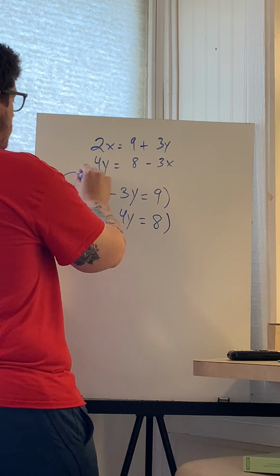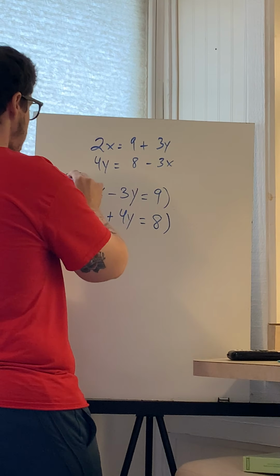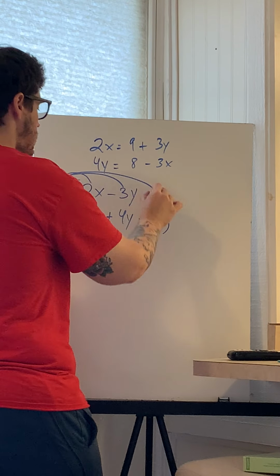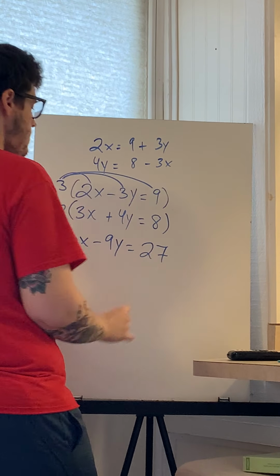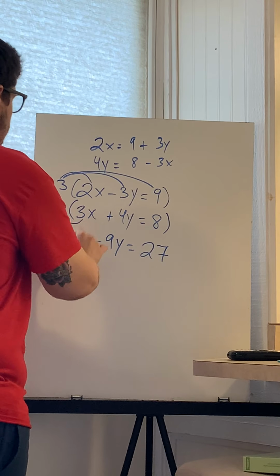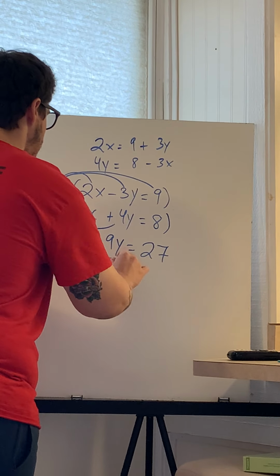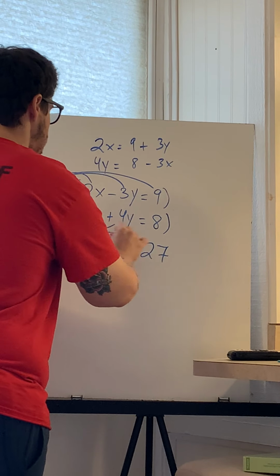So this becomes 6x minus 9y equals 27. -6x minus 8y equals -16.